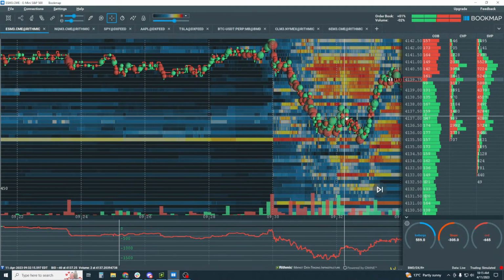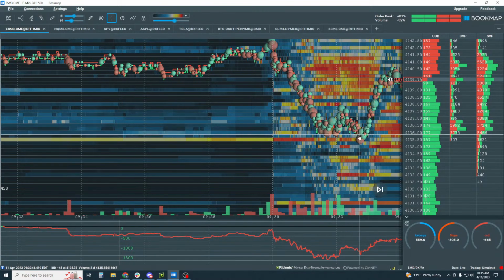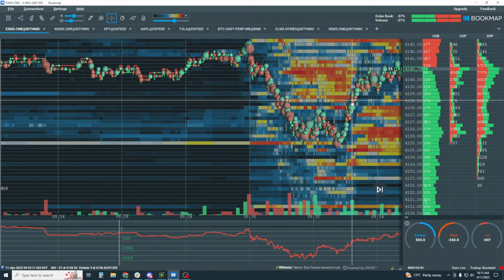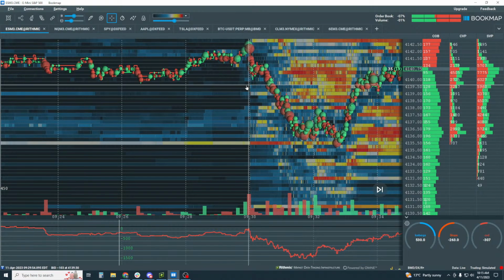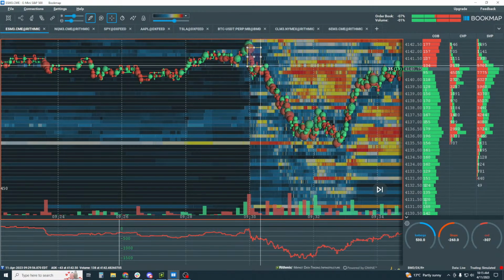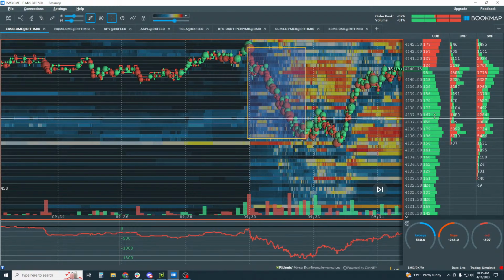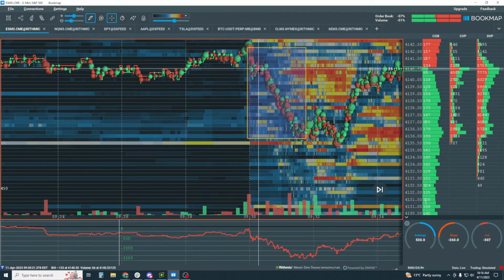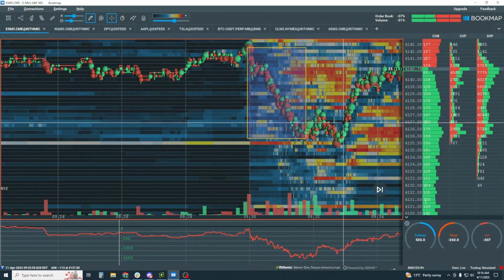All right, now we see that move unfold. Now we're looking at sellers certainly in control here, certainly moving that market lower like this. More selling. Look at the bars, look at the size and color of the dots. Okay, now there's actually quite a bit of buying in here though too.